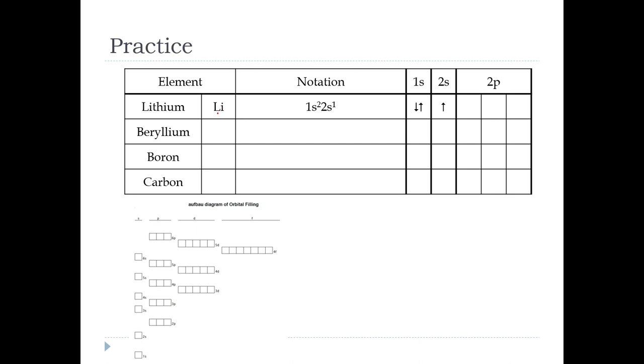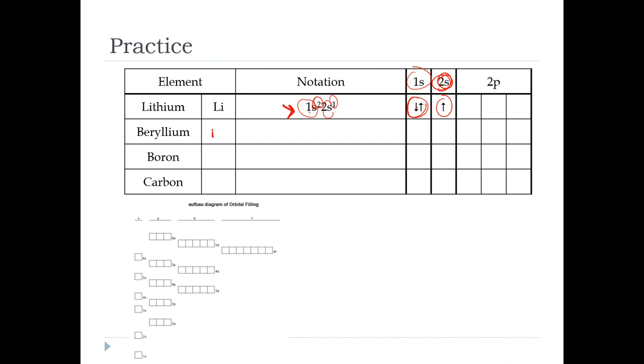So lithium, we decided, was up, down, up, because lithium has 2 electrons in the 1s and 1 in the 2s. 1, 2, 3 electrons. Instead of drawing a bunch of arrows all the time, we can summarize with this electron configuration notation. So what's happening here is this. The 1s orbital has 2 electrons. And the 2s orbital has only 1 electron.